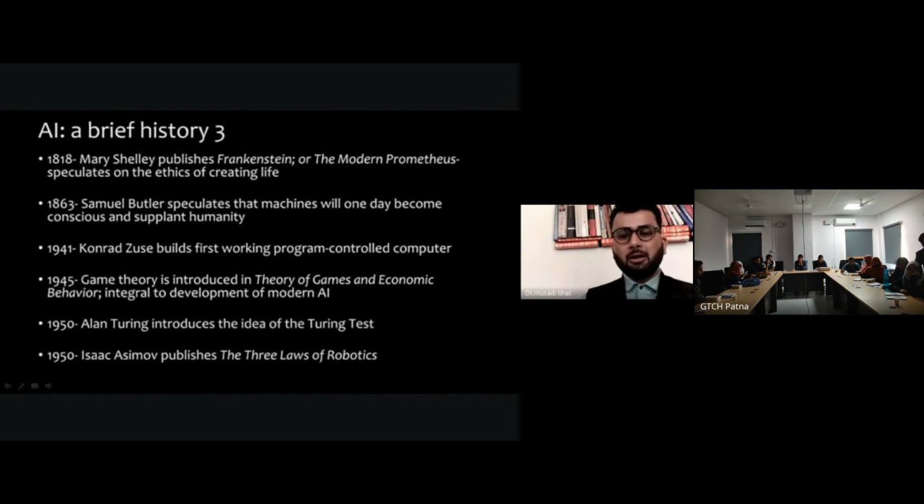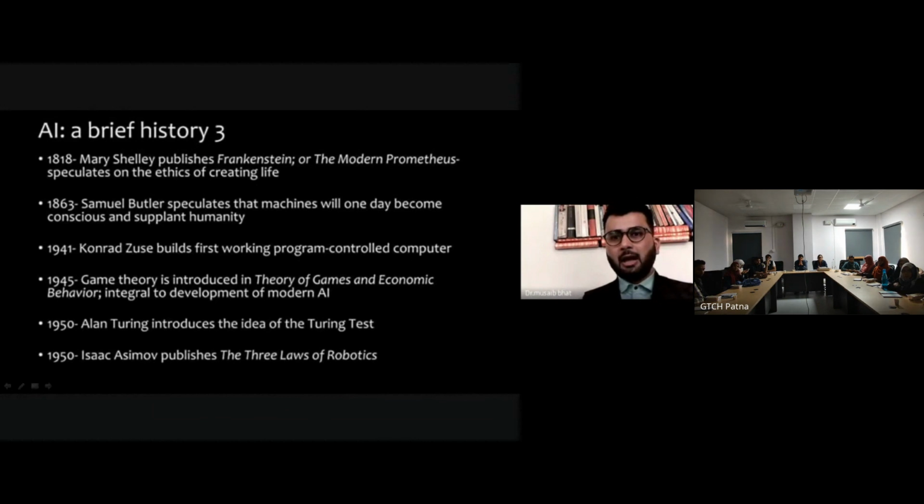Then we have Samuel Butler. He speculates that machines will one day become conscious and supplant humanity. In 1941, Conrad Zuse built his first working program controlled computer. In 1945, game theory was introduced. It's not related to games and sports. Game theory is actually a mathematical theory that was used in development of modern AI. In 1950, Alan Turing developed Turing's test, with the help of which we were able to judge between the robotic conversation, the conversation developed by AI, and the conversation developed by human being.